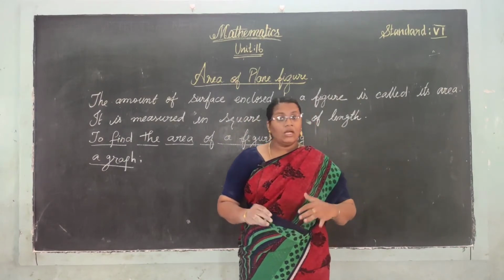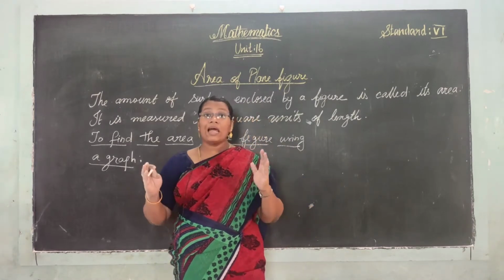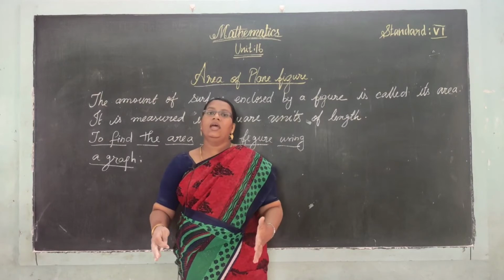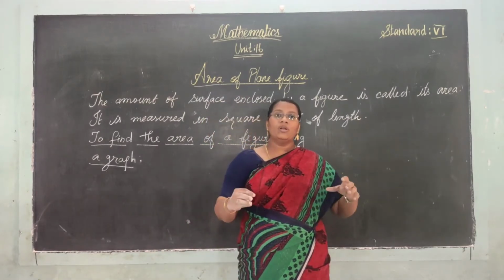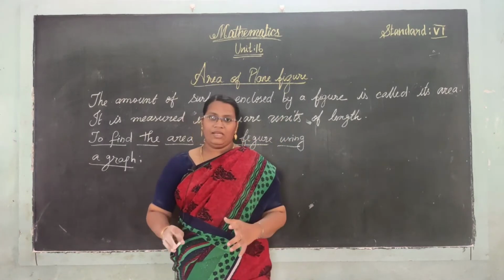A perimeter is a closed figure. It's made by the line segments, and then its boundary. The length of its boundary is called the perimeter.